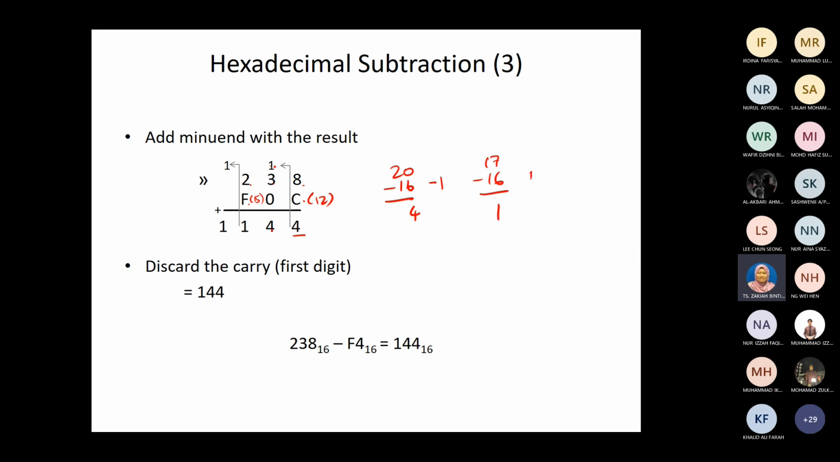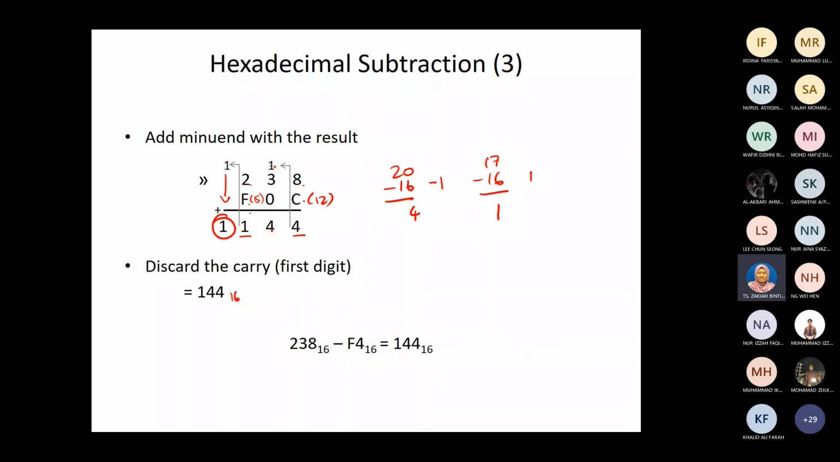Okay, so carry forward 1. So you will get 1 here. Since we do the addition in 3 digits, they will discard the first digit. So what you have as the result is 1, 4, 4. Don't forget, base 16. Okay, so that is how they do the hexadecimal subtraction.